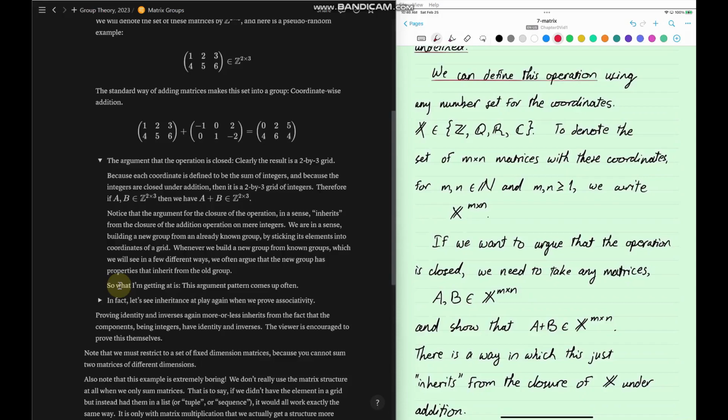We can define this operation using any number set for the coordinates. So I'll use a double struck X to represent any choice of number set, either the integers, rationals, reals, or complex. To denote the set of m by n matrices with these coordinates, for any positive natural numbers m and n, we write that set with a superscript m cross n.